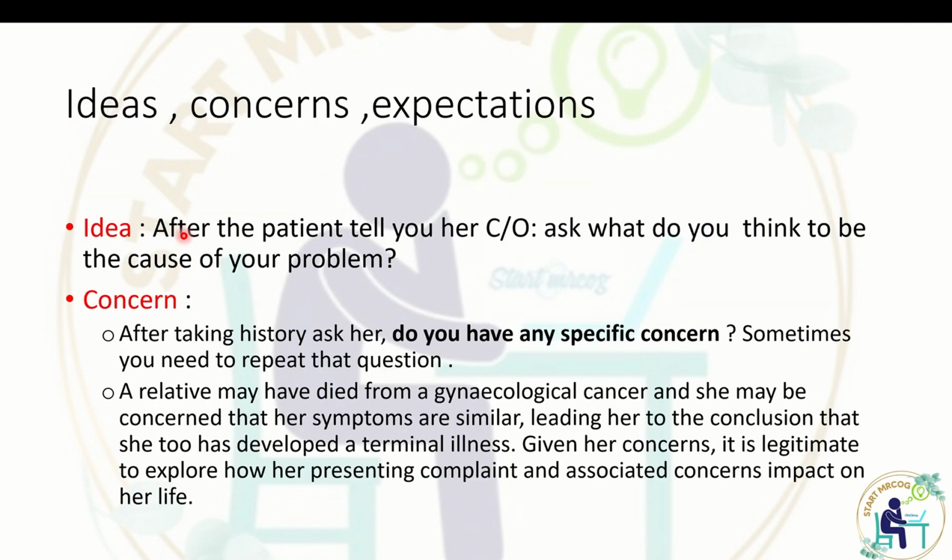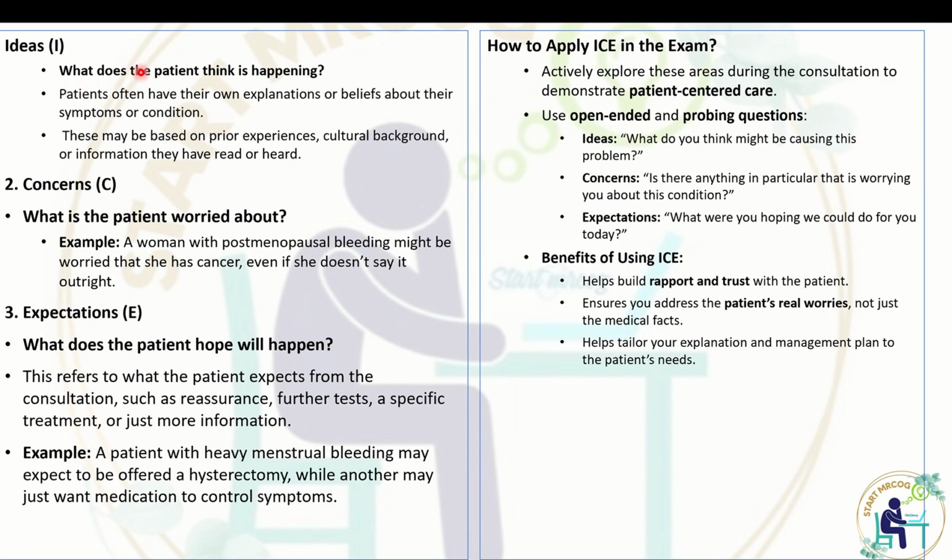We have what we call ideas, concerns, and expectations. This is the key to pass the station. So the ideas is what the patient thinks is happening to her. The concern is, what is the patient worried about? For example, with postmenopausal bleeding, she is worried it could be a cancer. Expectations: what the patient hopes will happen in her treatment. Like if the patient has heavy menstrual bleeding, she may expect to be offered hysterectomy or medical treatment only.